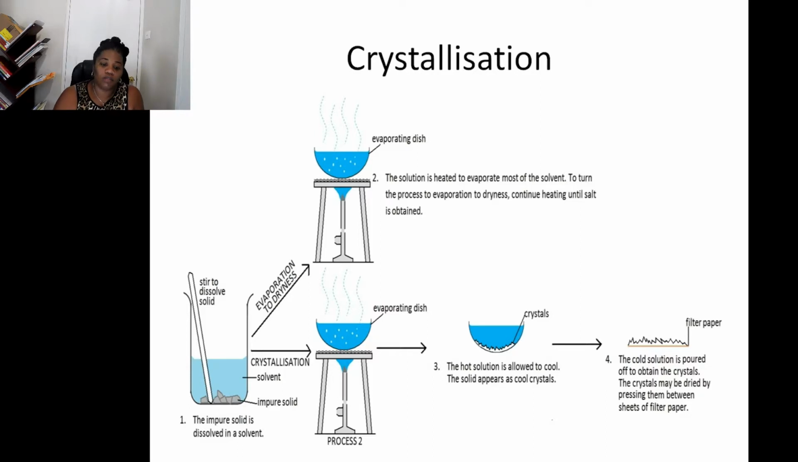Crystallization. First we start off with the impure solid, which is dissolved inside of some type of solvent. You evaporate it using an evaporation dish, and the solution is heated to evaporate most of the solvent off to turn the process to evaporation to dryness, and then you continue heating until the salt is obtained. Once that is done, you put some heat on it. You heat it up, okay? You let it sit for a while, let it cool until crystals appear.